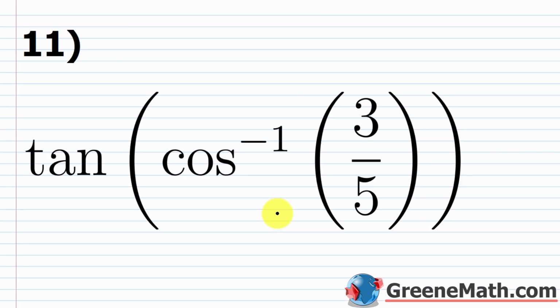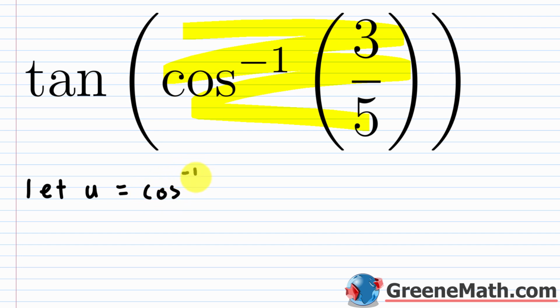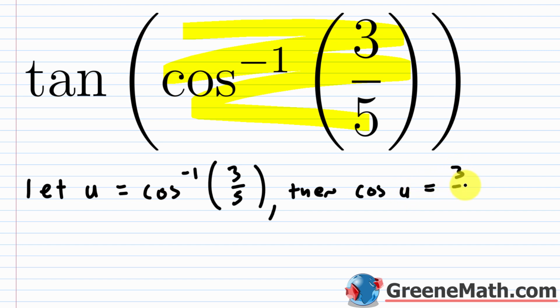All right, let's take a look at problem 11. So we have the tangent of the inverse cosine of 3/5. For this problem, just like in the last problem, I'm going to make a little substitution. I'm going to let u, I typically use that. If you want to use theta, that's fine. Use whatever you want. I'm going to let u be equal to the argument for the tangent function. So what's inside here? So basically this inverse cosine of 3/5. Once we've done that, we can say then the cosine of u is equal to 3/5.